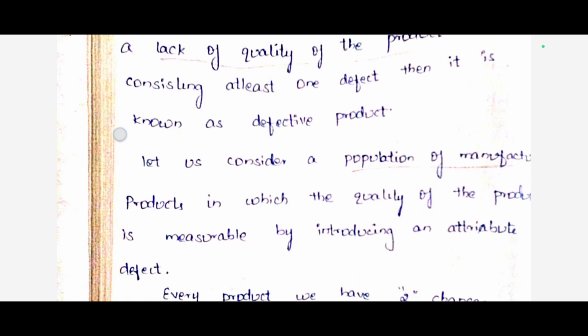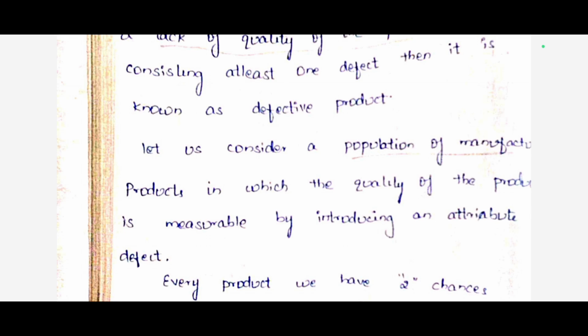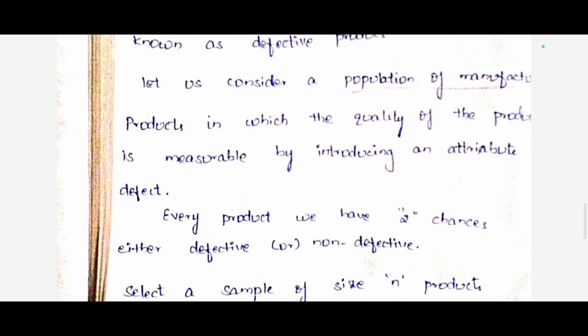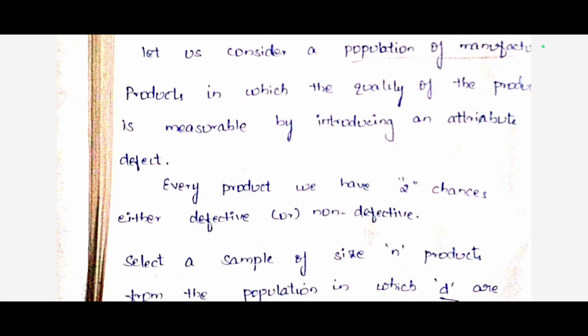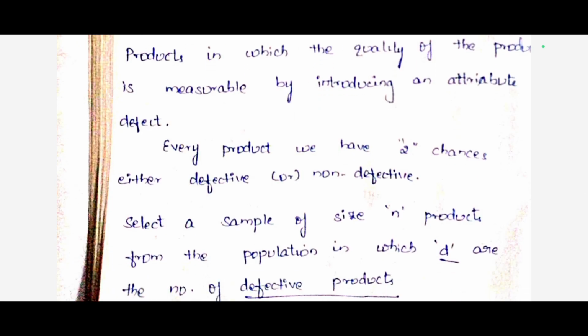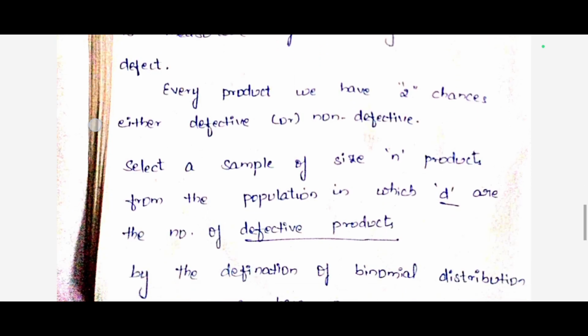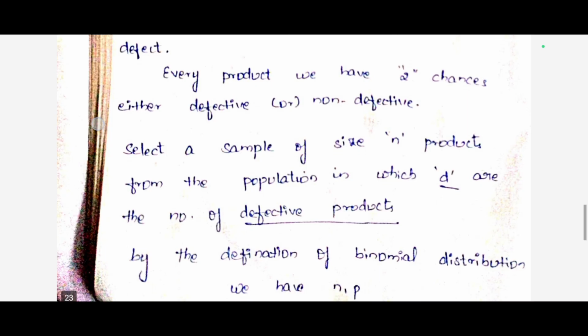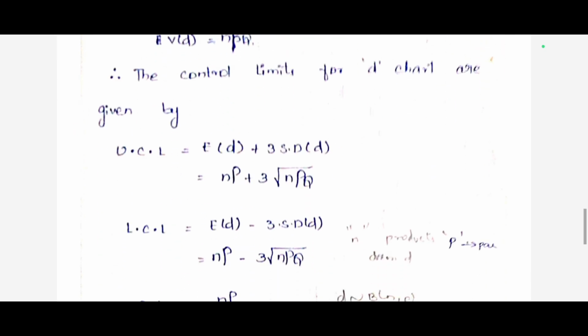Let us consider a population of manufacturing products in which the quality of the product is measurable by introducing the attribute defective. Every product has two chances, either defective or non-defective. Select a sample of size small n products from the population in which D is the number of defective products. By the definition of binomial distribution, expected value of D is NP and variance of D is NPQ.